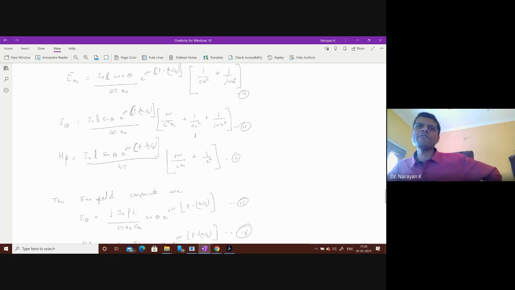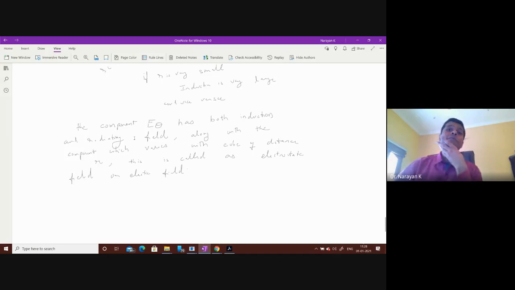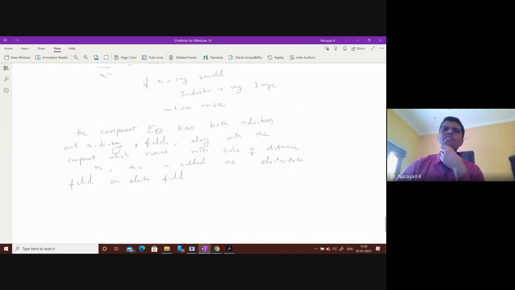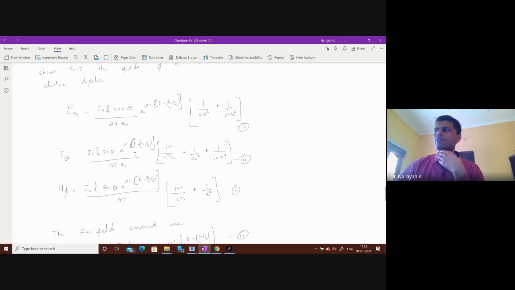Okay. H phi is your radiation field component. E theta has everything: radiation field, 1/R component, 1/R squared component, also 1/R cube component. You have 3 components in E theta, and its existence also comes in the far field. So in far field, you will have only E theta and H phi components. You will not have the ER component.